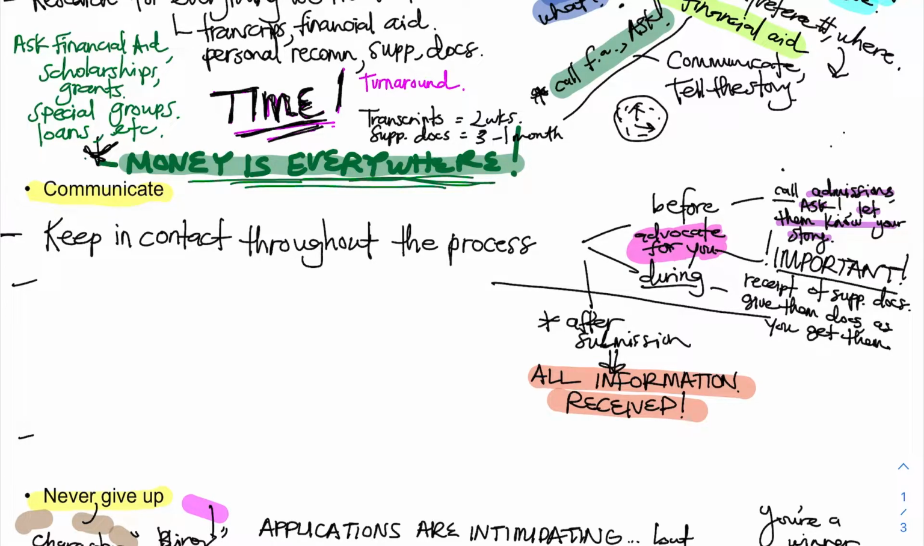During the application process, your communication is going to look like making sure that they got the receipt of your documents, supporting documents, transcripts. As you get these transcripts and documents in, you need to be sending them off to the school. So don't wait for all your information to come in at one time before you submit it to the school. If you get one transcript this week and you don't end up getting another transcript until next week, submit that transcript this week. Go ahead and get it done, right?